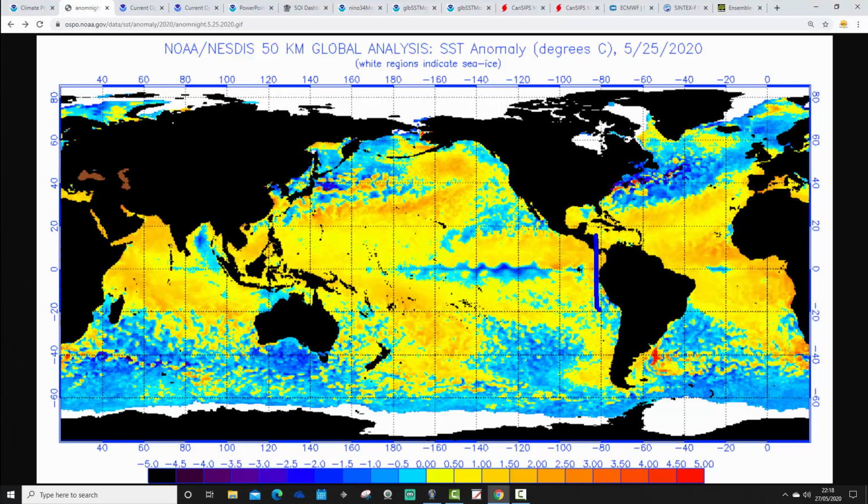The ENSO region just here looks like it's rapidly cooling down. Look at that. It looks like it's rapidly cooling down through the ENSO region, particularly this central part of the ENSO region. That could well be the signature for a weak La Nina. It does look as though weak La Nina conditions are getting going.